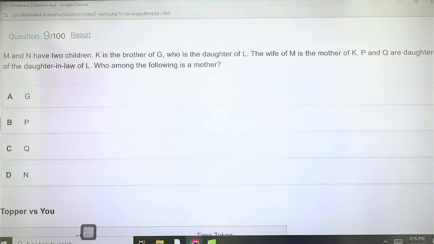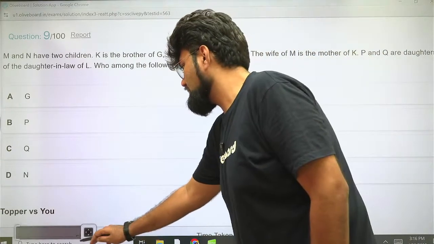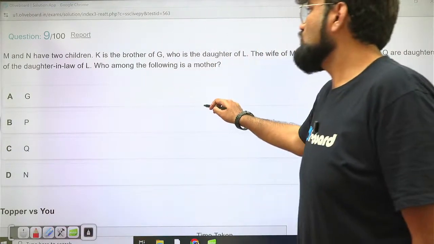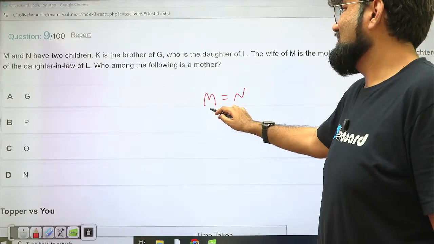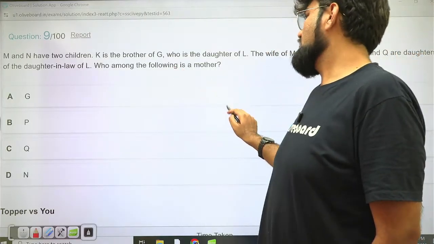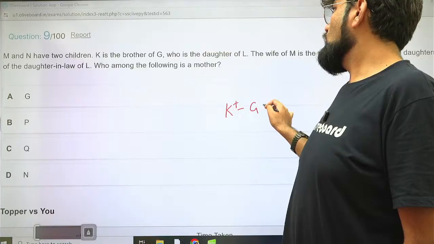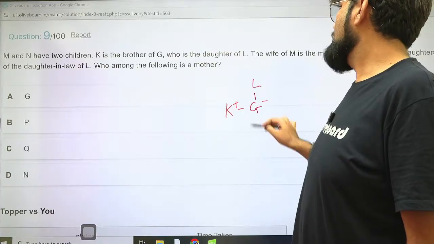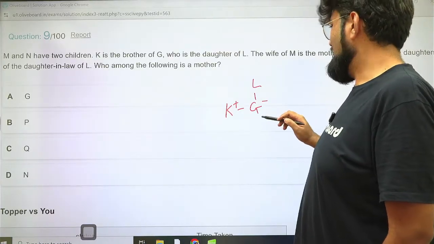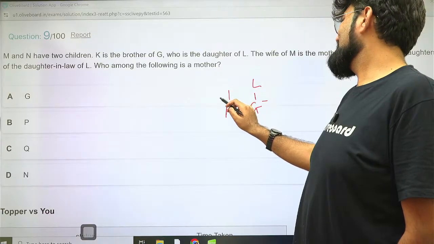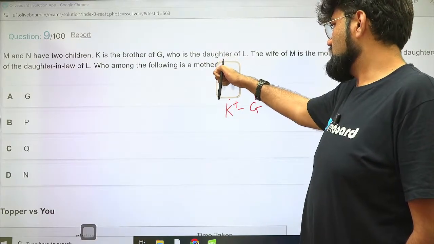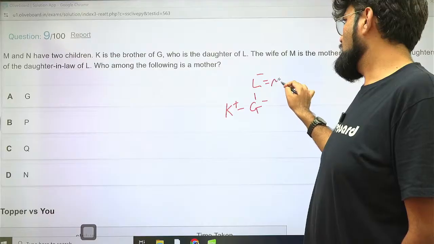Can you see the whole question? So M and N have 2 children. K is the brother of G. Can I do it like this? Let's not draw this first. K is the brother of G, who is the daughter of L. Wife of M is the mother of K. Yeah, wait. She has to be the mother of K only, no?